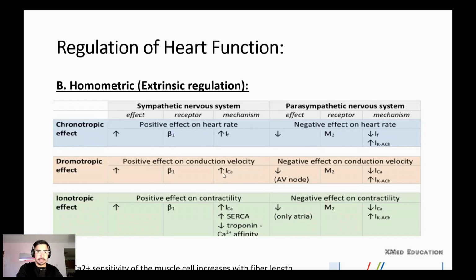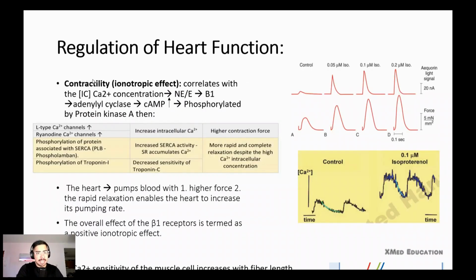Let's talk about them in detail. So contractility, the muscle contraction, is actually this inotropic effect that we talk about. It correlates with the intracellular calcium concentration. I explained norepinephrine's effect on the beta-1 receptor by the adenylyl cyclase, and they increase the cAMP by the protein kinase A. Then L-type calcium channel will be activated, ryanodine calcium channel will be activated, and they both increase the calcium concentration, and they make the higher concentration first.